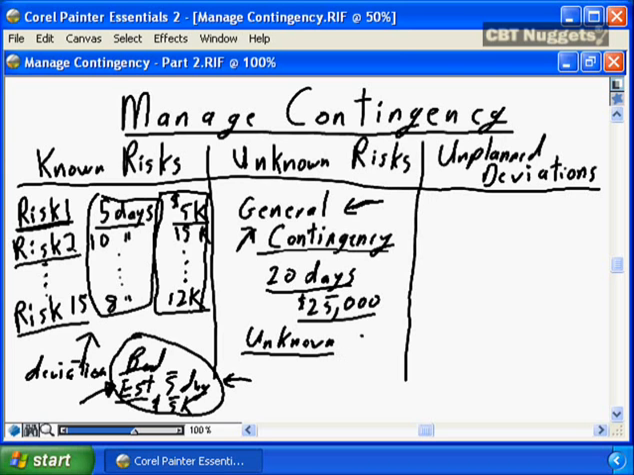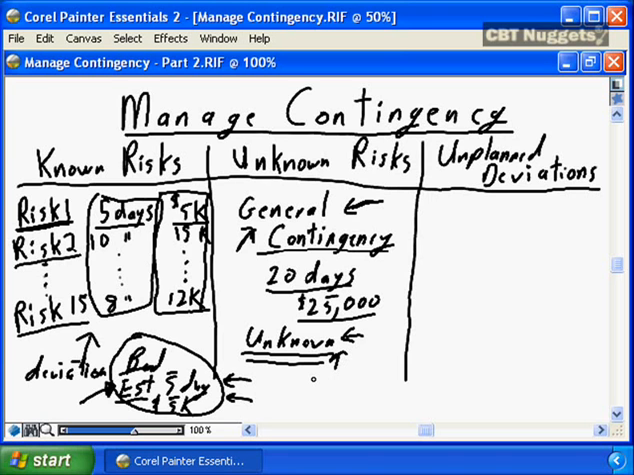However, you need to ensure that when you're using this 20-day, $25,000 of unknown contingency, that in fact you are truly applying it against risk events. And I would like to suggest that bad estimates are not a risk event. General contingency unknowns would deal with some other unknown, uncontemplated, unrealized issue that could result in project delivery challenges.